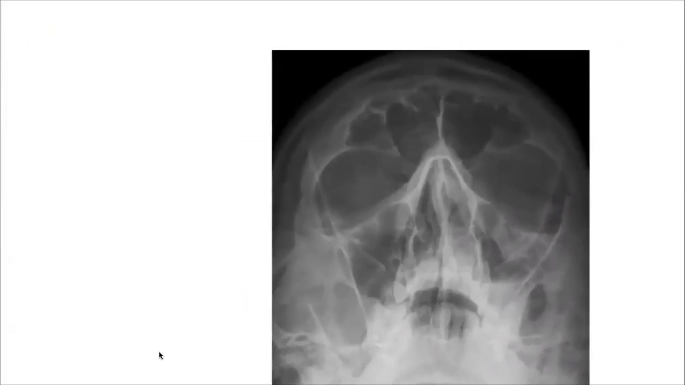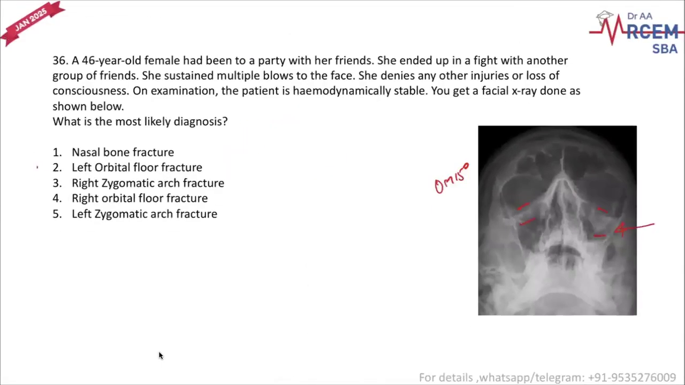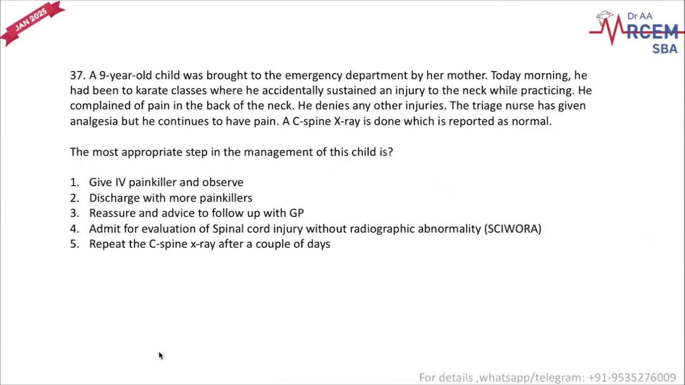Again, punches. You have an occipitomental view of 15 degrees. Orbital floor fracture we are suspecting. We are looking at the thickness. Thickness is increased here. So left orbital floor fracture. So the diagnosis is easy. It is a left orbital floor fracture.